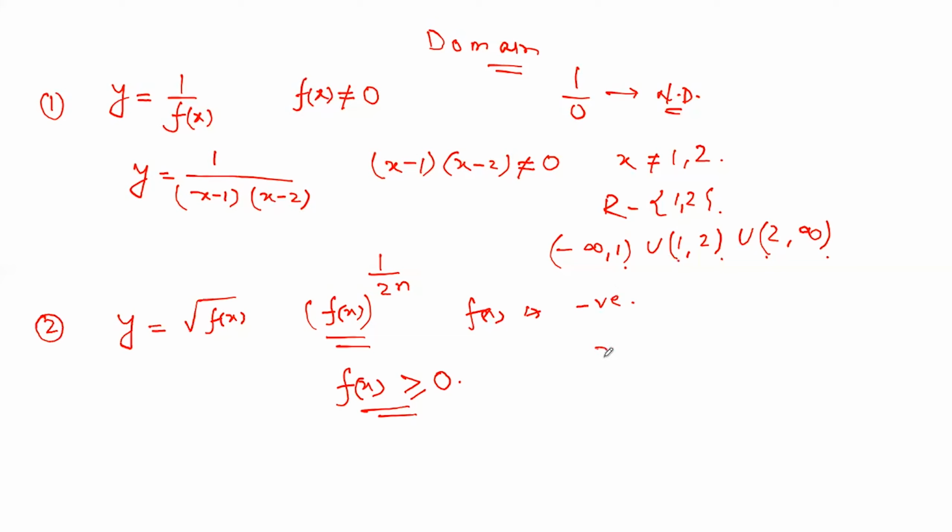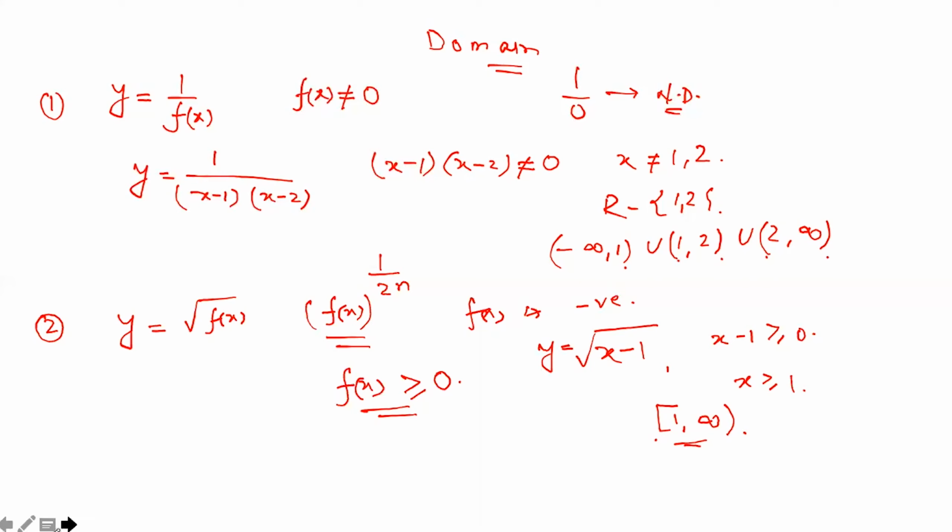Like a simple example: y is equal to under root of x minus 1. So the domain will be x minus 1 greater than or equal to 0, or x greater than or equal to 1, and this is 1 to infinity, 1 closed, infinity open. This is a closed bracket. We are keeping the value 1 because the value 1 is satisfying there, right?